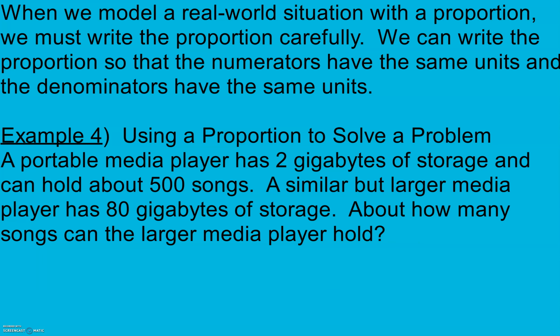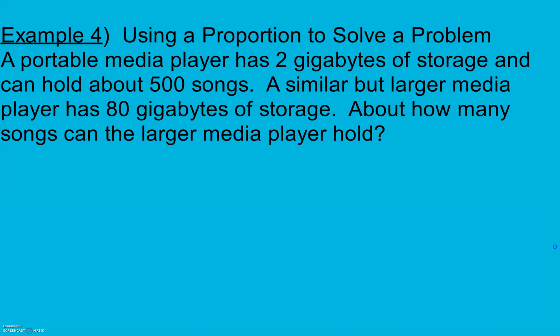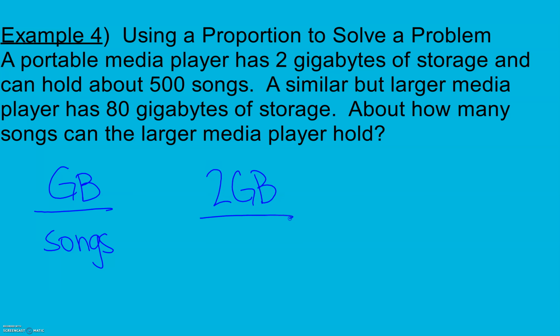So if we look here, a portable media player has 2 gigabytes of storage and can hold about 500 songs. So we're comparing gigabytes of storage to number of songs. Okay, that's going to be our ratio, our relationship, gigabytes to songs. And we have 2 media players. Our first media player has 2 gigabytes and 500 songs.